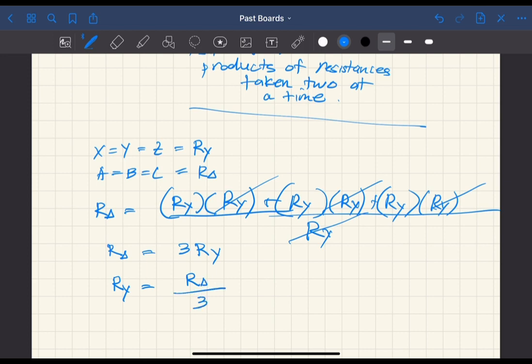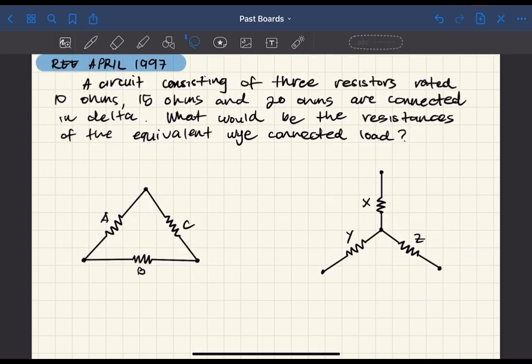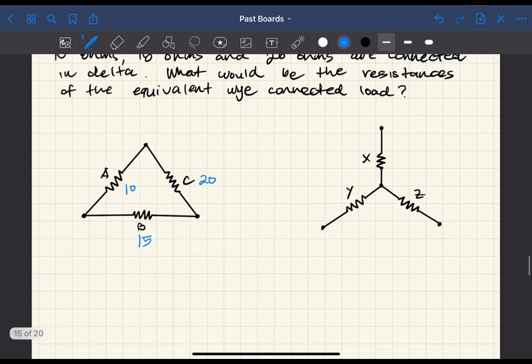So let's apply these formulas that we learned in a problem. So let's solve this problem. This is from REE April 1997. A circuit consisting of 3 resistors rated 10 ohms, 15 ohms, and 20 ohms are connected in delta. What would be the resistances of the equivalent Y connected load? So this is a delta to Y transformation. So let A is equal to 10, B is equal to 15, and C is equal to 20. Now let's find X, Y, and Z.